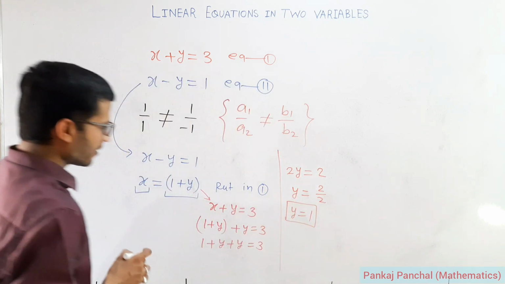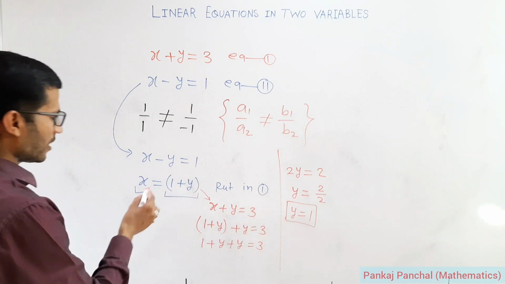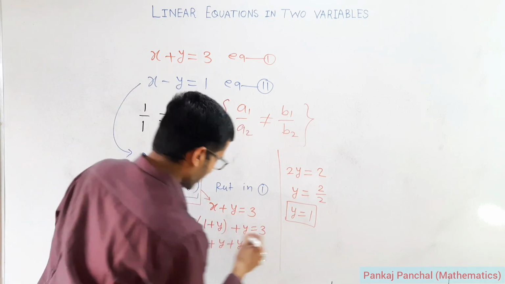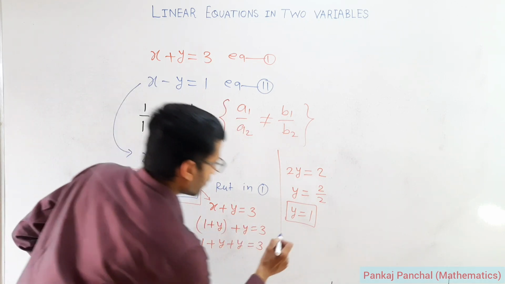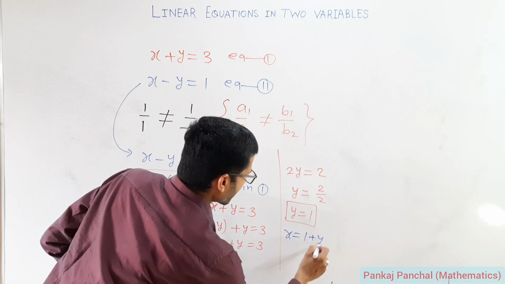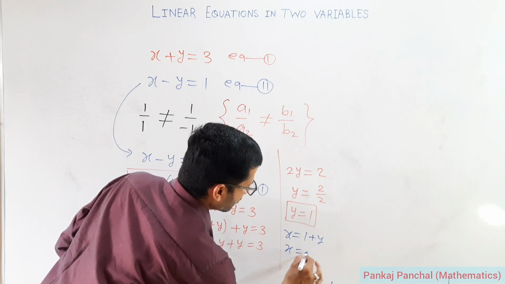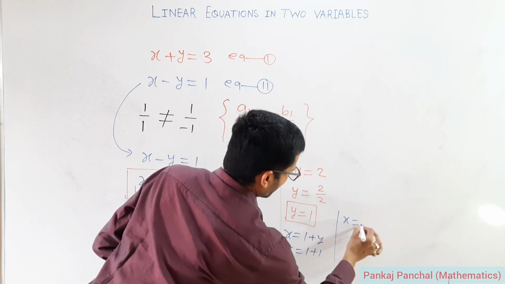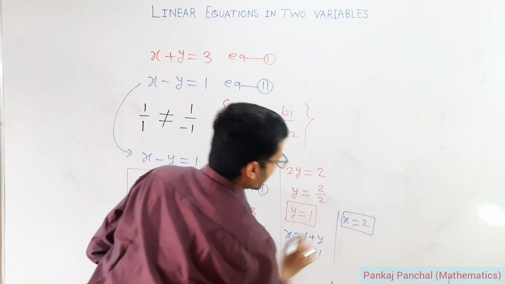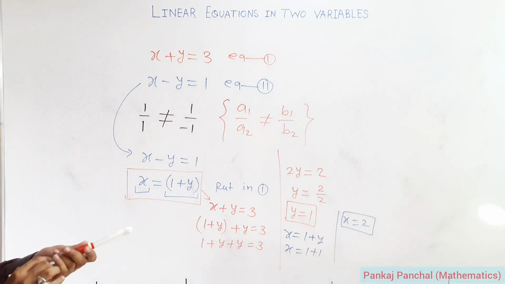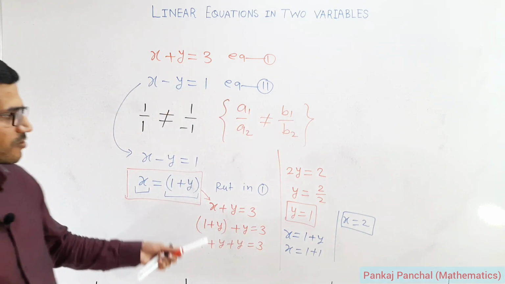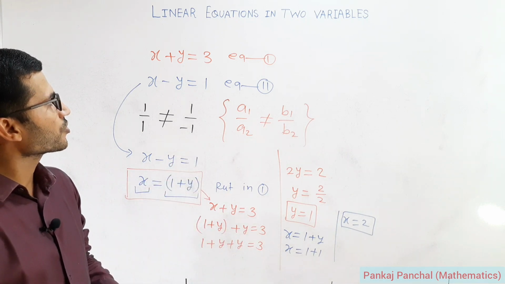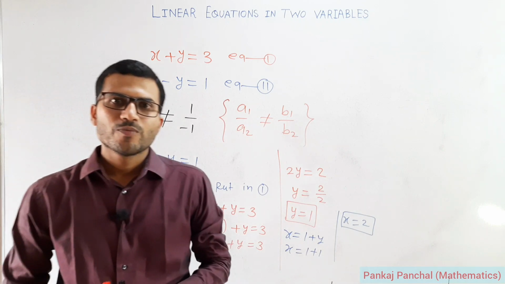So one solution we get, and put this value again in this equation. We know that x is equals to 1 plus y. So the value of x is equals to 1 plus 1, so x is equals to 2. So these are the solutions: x is equals to 2 and y is equals to 1. This method is known as the substitution method. This is one method where we can solve any equation. Okay. Thank you so much.